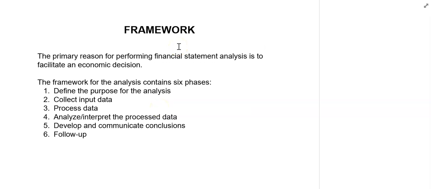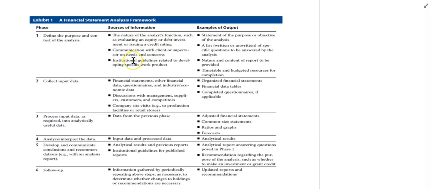We learned the framework for financial analysis in week 1 of this module. The framework for financial analysis involved 6 steps: defining the purpose for the analysis, collecting input data, processing the data, analyzing and interpreting the processed data, developing and communicating conclusions, and then the final step was following up. We will use the financial statement analysis framework in 3 different scenarios to assess financial performance and position.